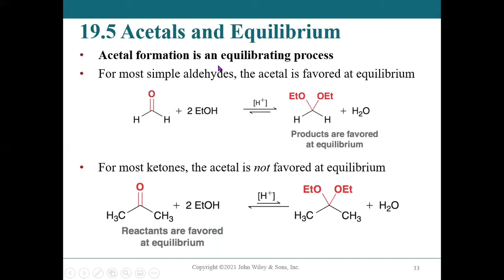Acetal formation is an equilibrating process. For most simple aldehydes, the acetal is favored at equilibrium. You can see here formaldehyde reacting with two ethanol, producing this product, which is favored at equilibrium. For most ketones, the acetal is not favored at equilibrium. For example, acetone reacting with two ethanol favors this side. We don't produce too much of this acetal.